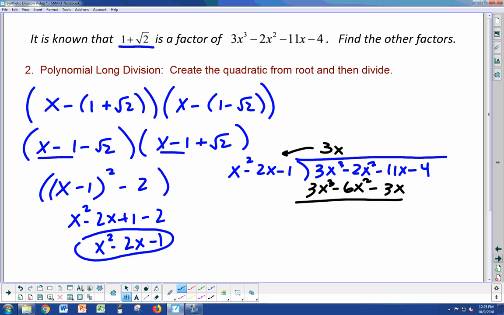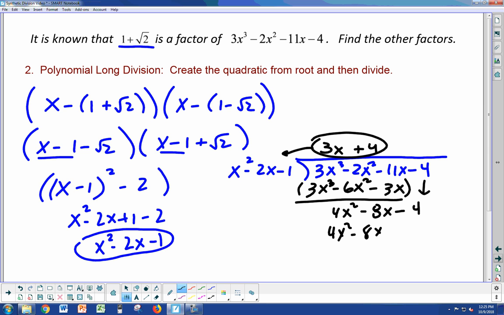Adding straight down. In this case, we subtract these. We're going to switch the signs and add. So that's going to give us 4x squared. And this is going to give us minus 8x. Bring down the 4. And as you can see, the second part of this just gives us a plus 4, and just verifying that this is going to be 4x squared minus 8x minus 4, and it does. So that means it works out just fine. So this one here is our third and final factor.